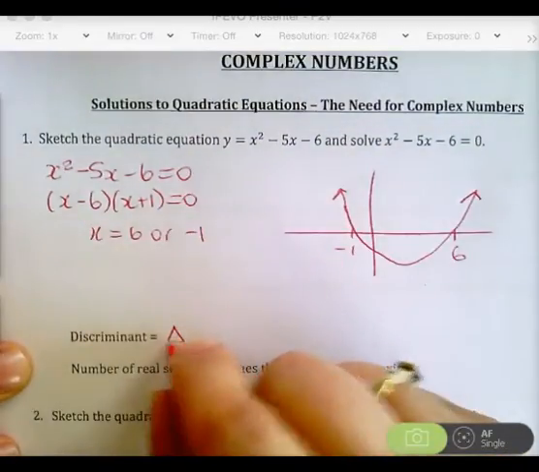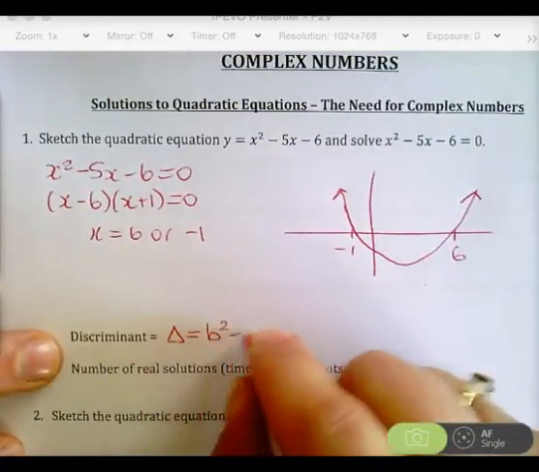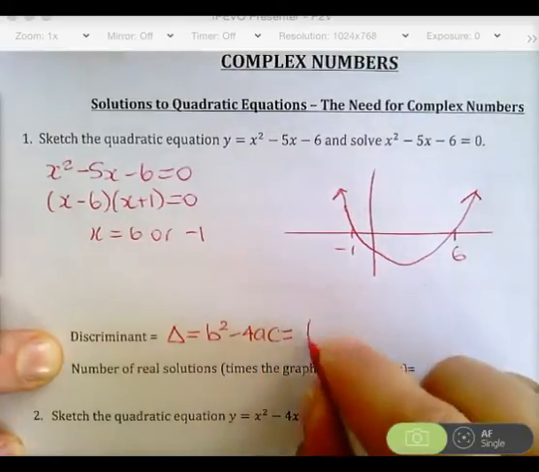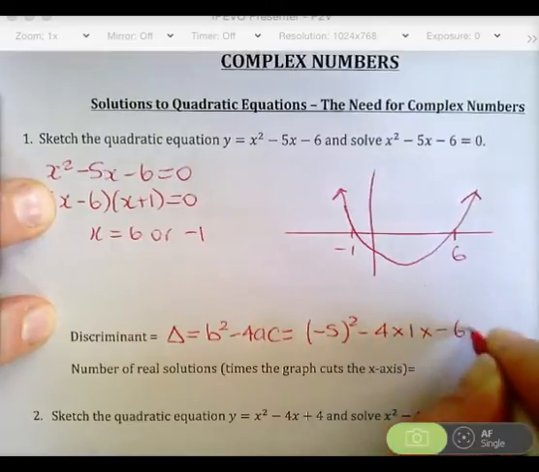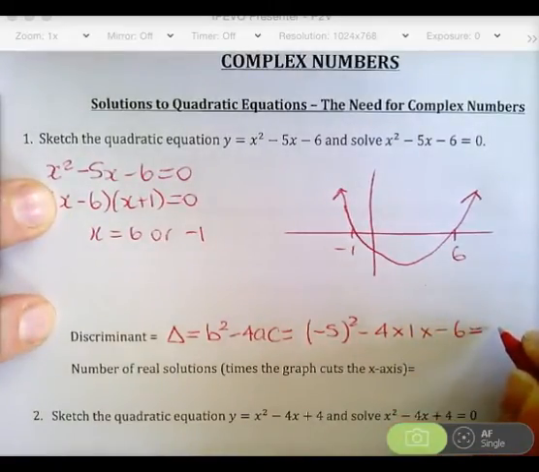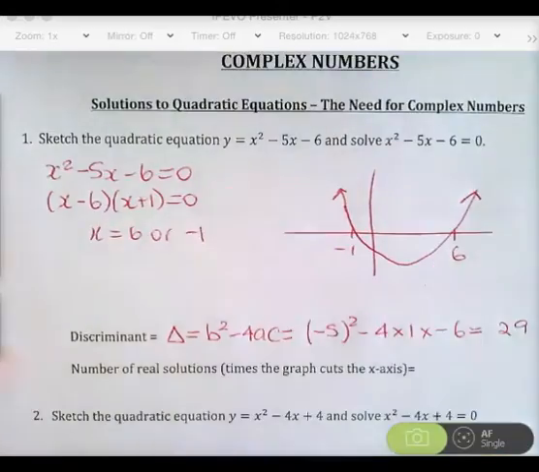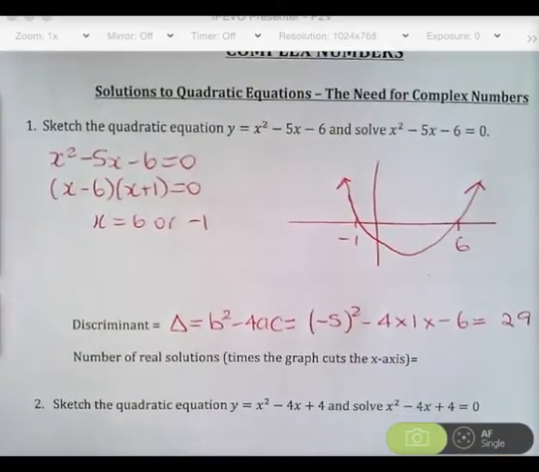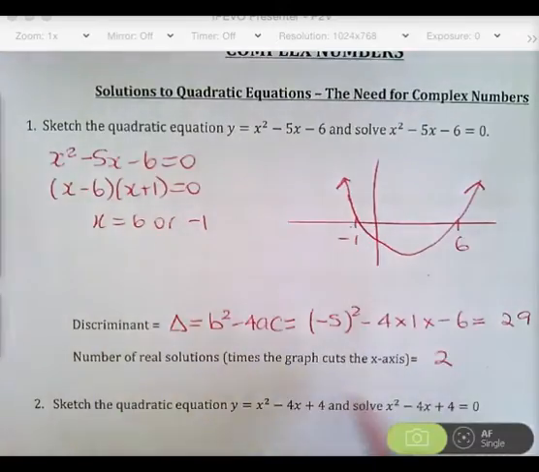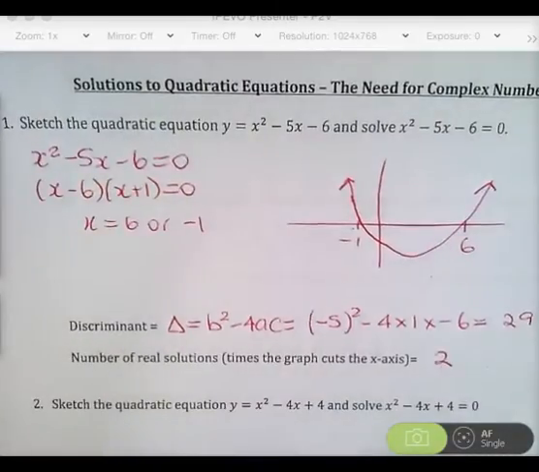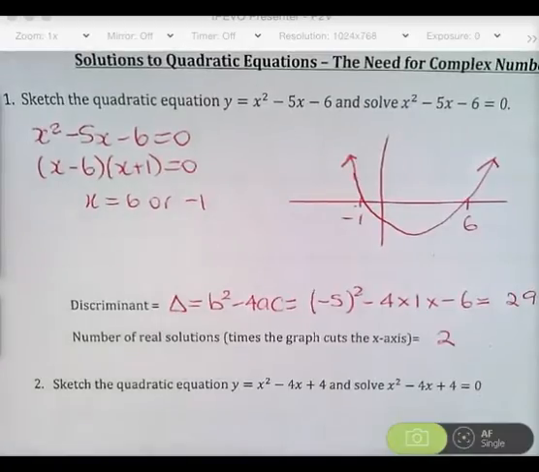Let's just look at the discriminant. Remember, discriminant equals b squared minus 4ac, which is negative 5 squared minus 4 times 1 times negative 6, which is 25 plus 24, which is 49. Notice that the discriminant is positive and it's a square number. So we've got two real solutions, which is the number of times the graph cuts the x-axis. You've done this in Year 10 and Year 11.